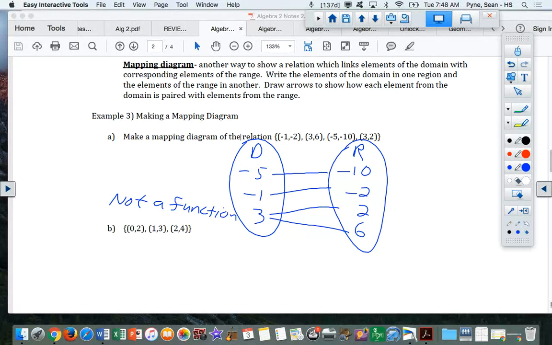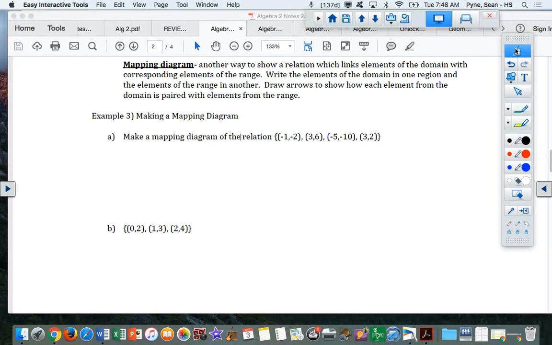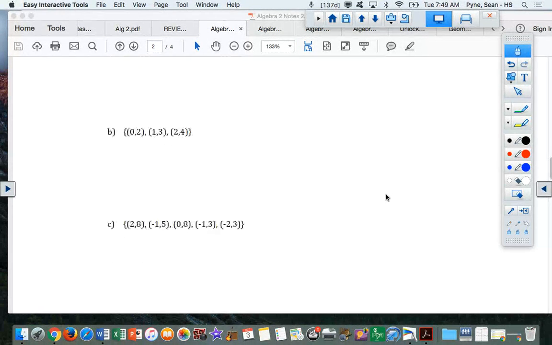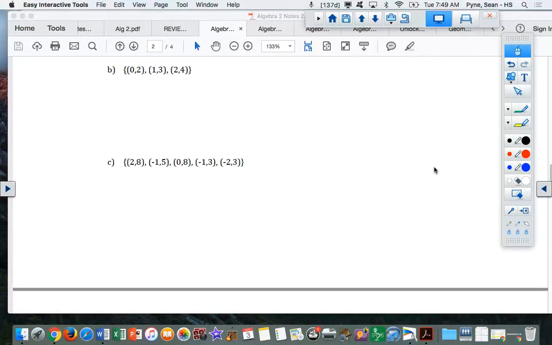Eventually, yes. I had a question of whether it's a function or not. Say for B, if it was (0, 2), (1, 3), (2, 4), and then another (0, 2), would that still be a function or no? No. Good question though.